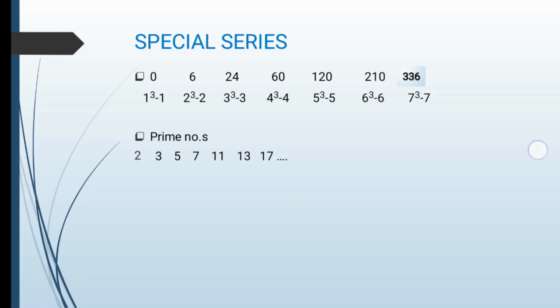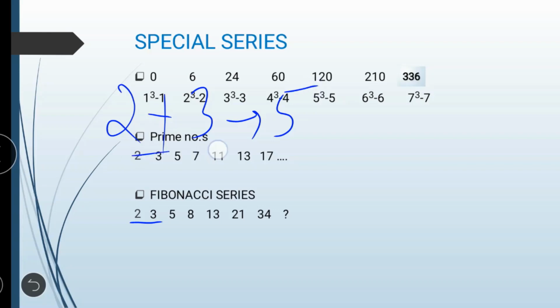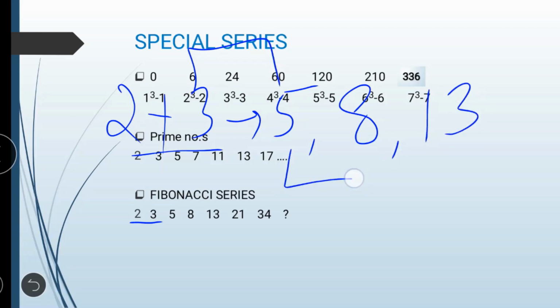The next type you have is the Fibonacci series. In a Fibonacci series, two terms add up and the next term is made. For instance, in this case, I have taken a Fibonacci series. The first two terms are 2 and 3, and the next term is the sum of the previous two numbers, and the next term after 5 is 8, which is the sum of the previous two numbers. The next term, which is 13, is again the sum of the previous two numbers, that is 5 and 8.